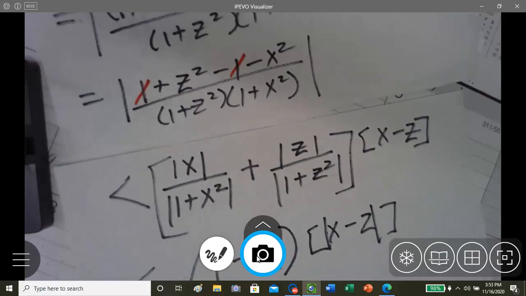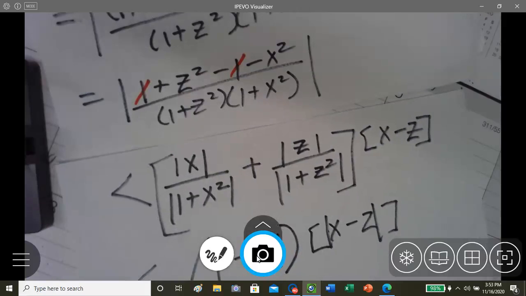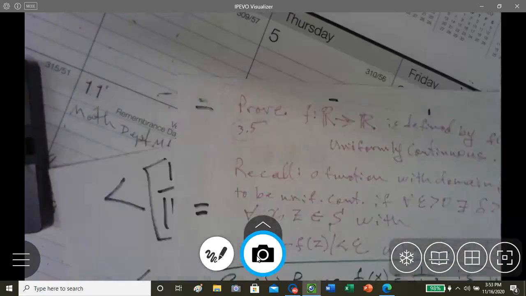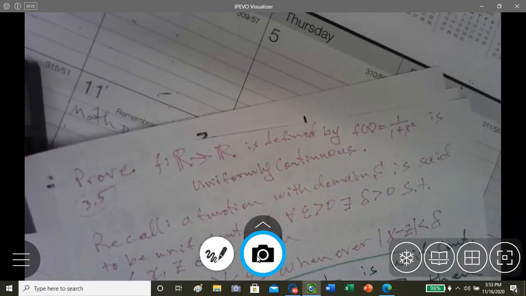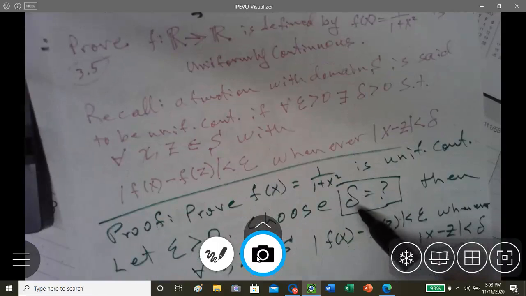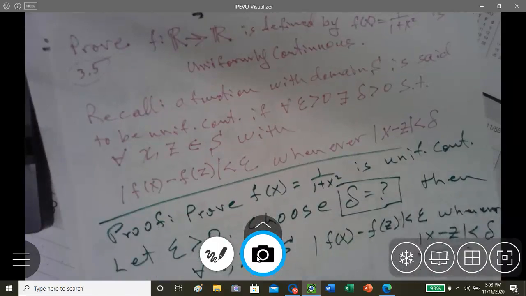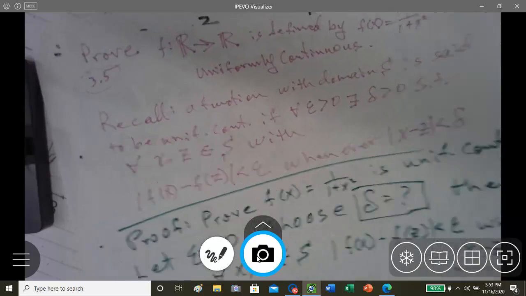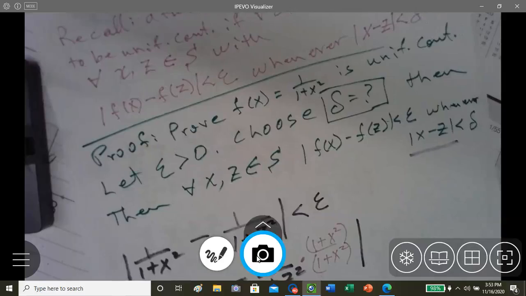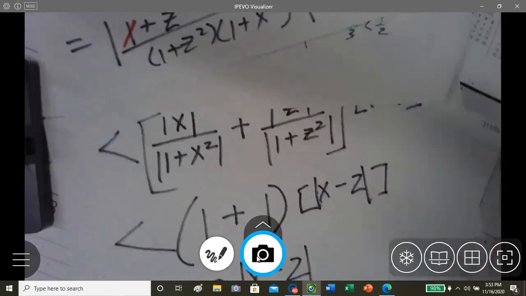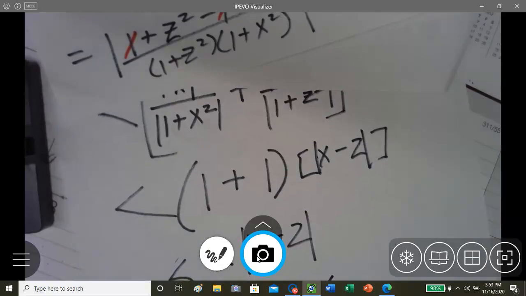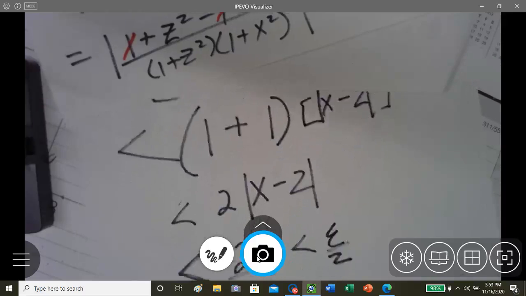So now we can identify delta as epsilon over 2. Now we can go ahead and go back and write our proof, and we can identify delta as epsilon over 2. We can say delta is equal to epsilon over 2. So let's go ahead and write our proof. So from here, now we can write our formal proof.